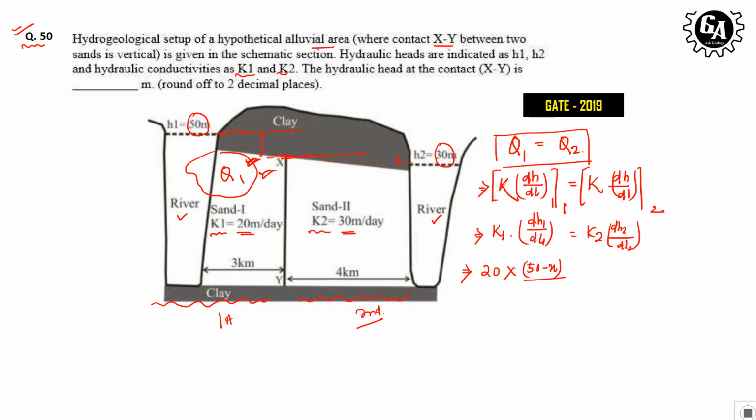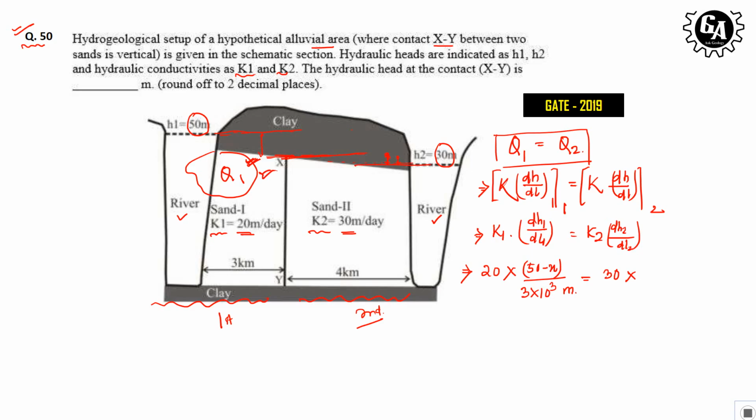And what is the length? That is 3 kilometer, 3 times 10 to the power 3 meter. I have just converted it into meter, is equal to K2, given as 30 meter per day, into dh2. This is the height difference. What is that height difference? It is x minus 30, because this is present at a higher elevation and this is at a lower elevation, and this is the difference, the dh, the change in height.